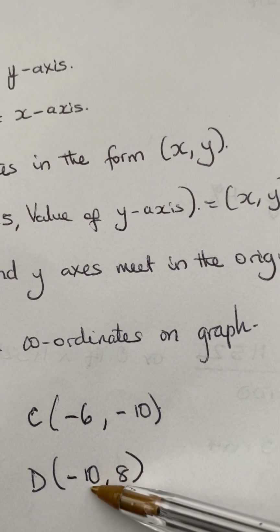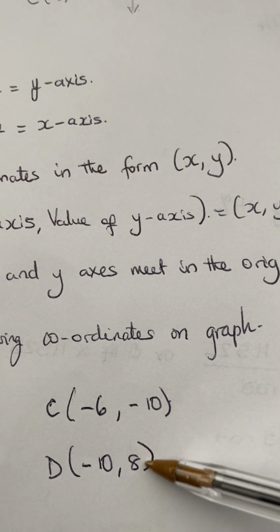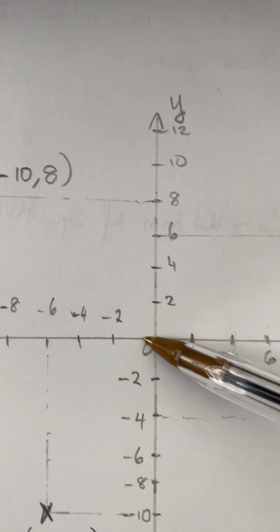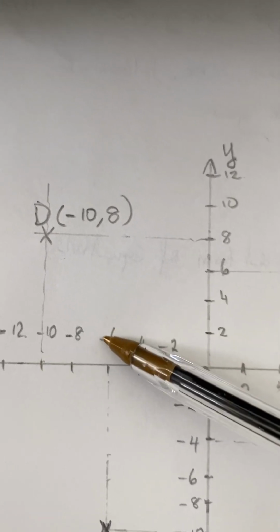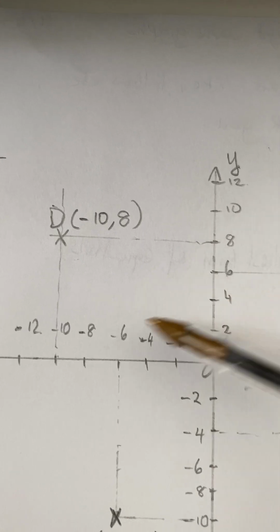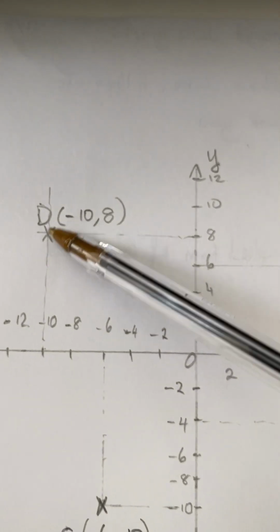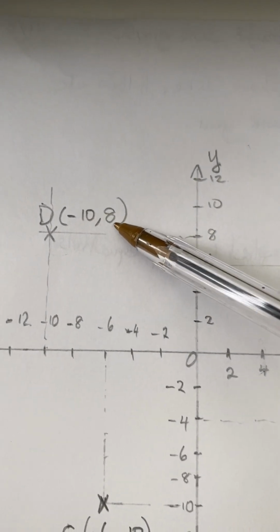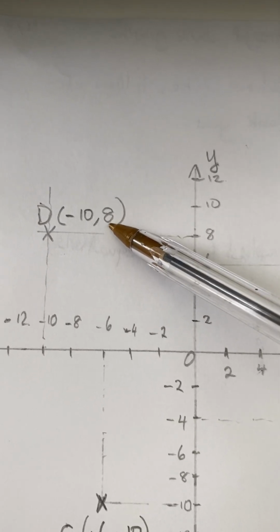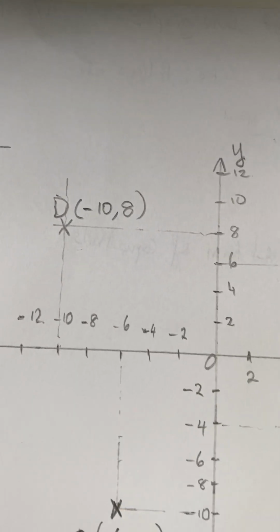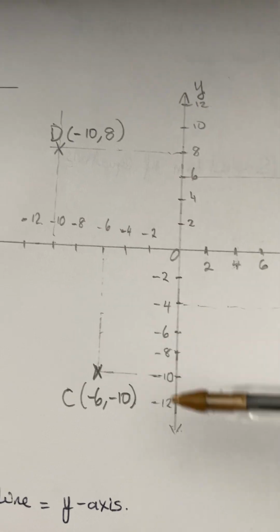Now D is (-10, 8). So the x is -10, the y is 8. On the x-axis, we look for -10. That is the negative part of the x-axis. And then 8 is the positive part of the y-axis. So -10, a faint line, then we connect it to 8. That will be our D, (-10, 8). -10 is x, and 8 is the y, on the y-axis. So basically that is how you plot your coordinates on a graph.